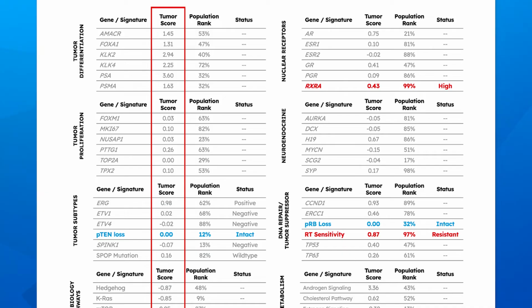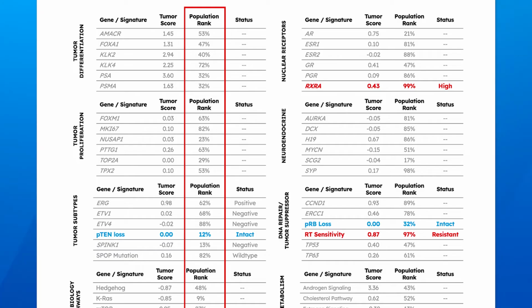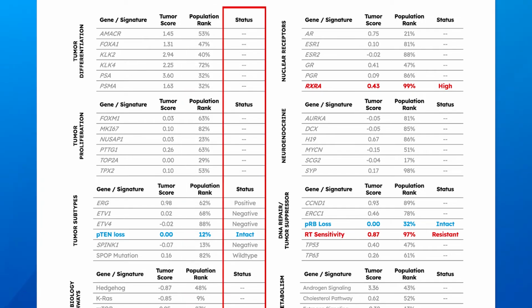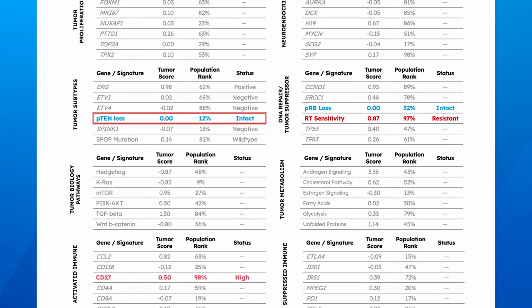gene. This defines where the gene expression in this patient's tumor falls in the rank compared to the other 100,000 plus tumors in the GRID report. Finally, you'll see whether the gene expression or signature is considered an outlier compared to other men's prostate cancers in the GRID. For example, I mentioned PTEN loss.